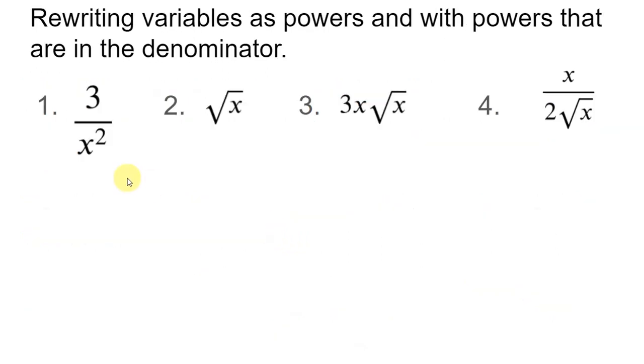So for this first one here, you'll notice we have 3 over x squared. Now, if I'm going to use my power rule, I want the x to be in the numerator. So in order to make that happen, I'm going to raise it up to the numerator, but then it's going to be x to the negative second, not x squared.